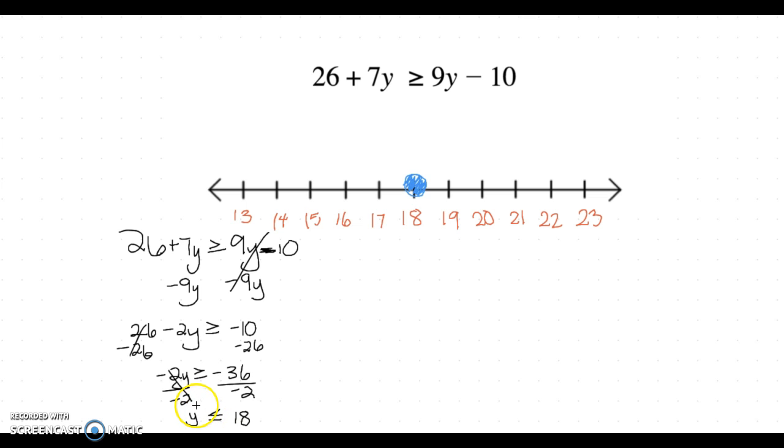Then I want to see what this says out loud. So that's why I need to know what these inequalities mean. This says y is less than or equal to 18. Well, the numbers that are less than 18 are this way, and so I want to draw an arrow that points this way. And I kind of make my arrows a little bit obnoxious so that anyone reading it knows exactly which direction it's pointing.